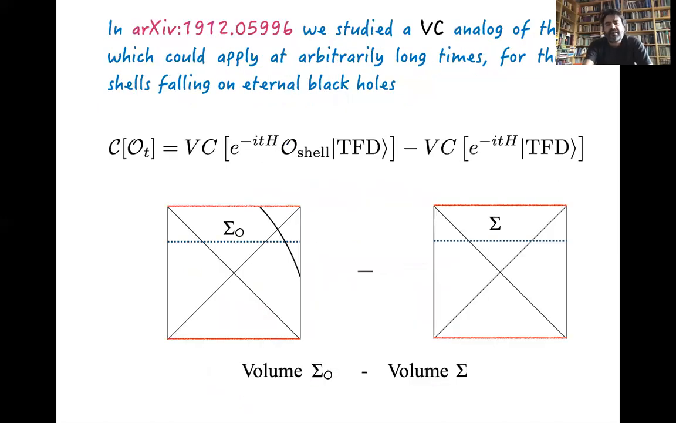So with this in mind, we examined a very simple situation in this December paper. We studied a volume complexity analog of all this by just defining a notion of operator complexity, which is: you take the thermofield double, you perturb it by an operator which creates a shell, a thin shell that goes in, and then you subtract the complexity of this system from the complexity of the bare thermofield double. So it's like computing the complexity of the perturbation, right? The relative complexity between the two situations.